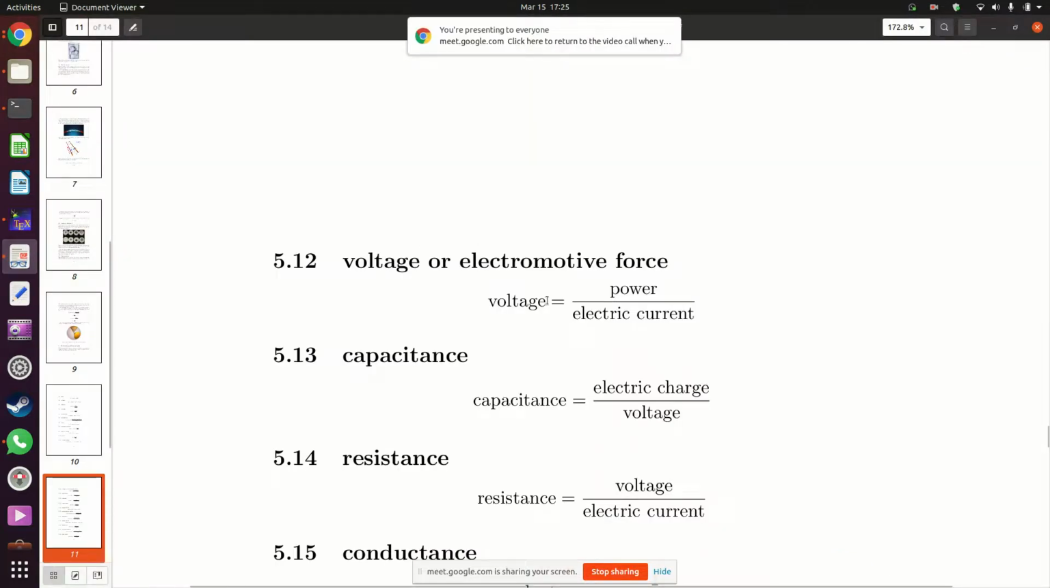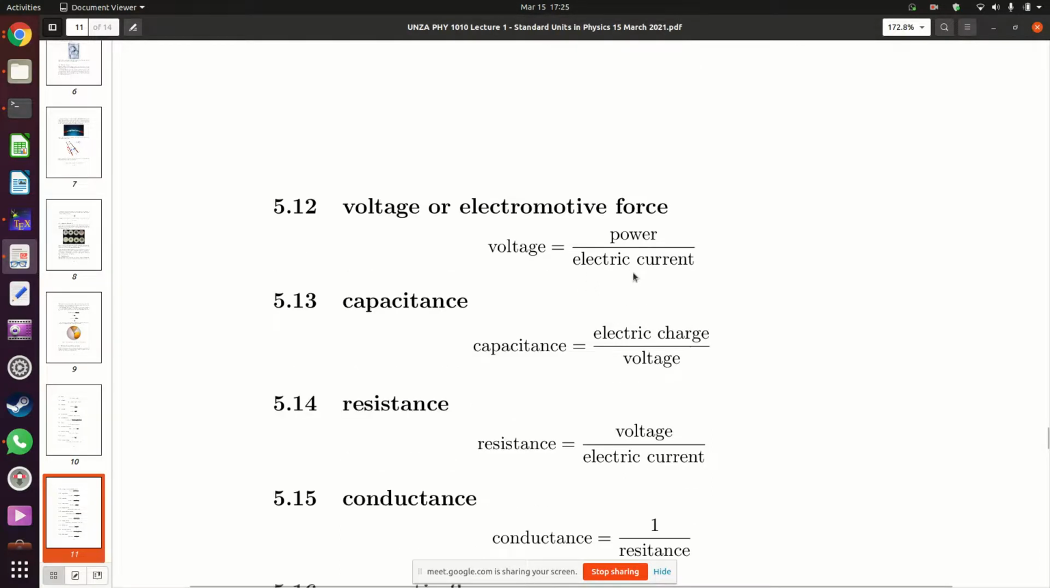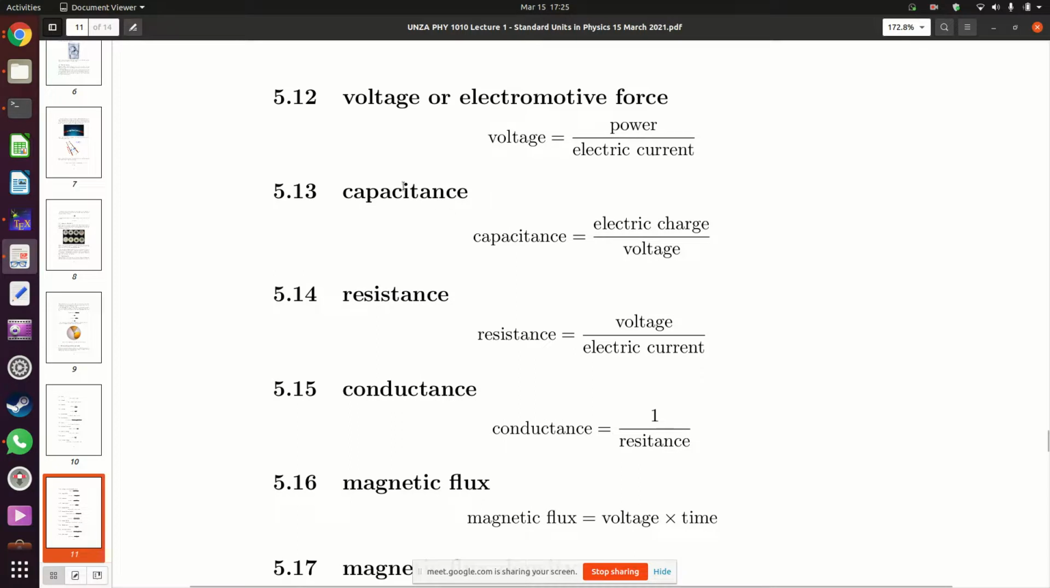So that's voltage. Voltage is actually power divided by electric current. So here we're doing a division, okay? Then there's something called capacitance. Capacitance has to do with how much charge you can store. So capacitance is equal to the electric charge divided by the voltage. Voltage is power divided by electric current.